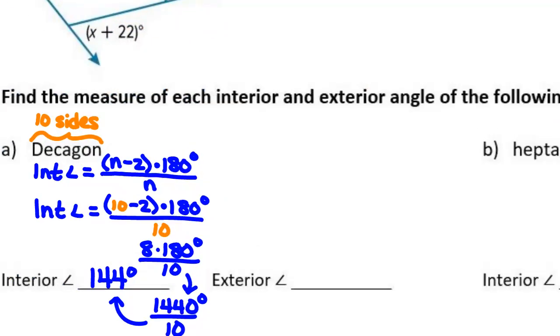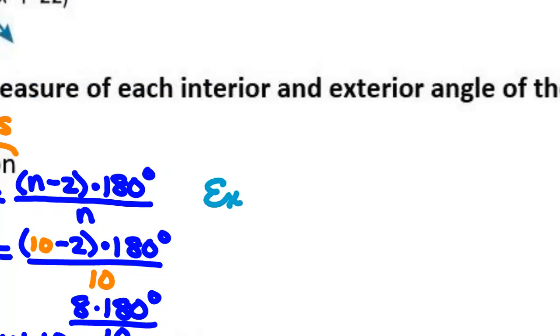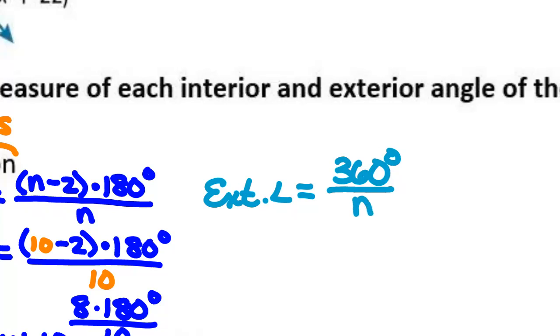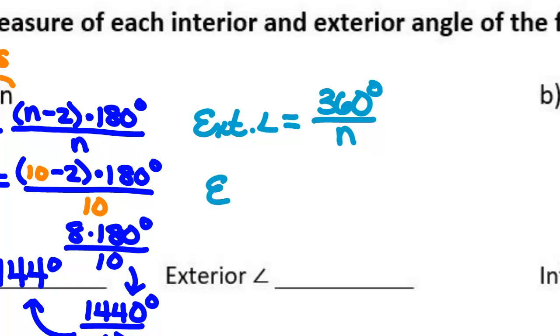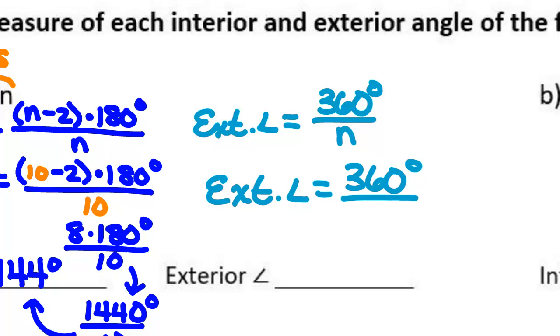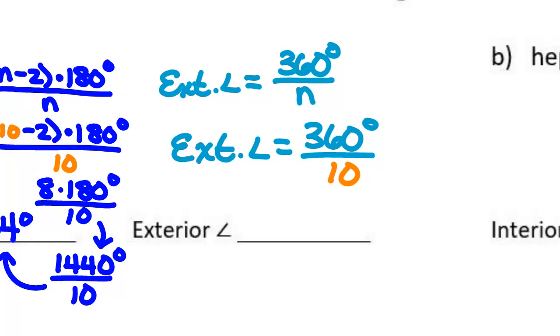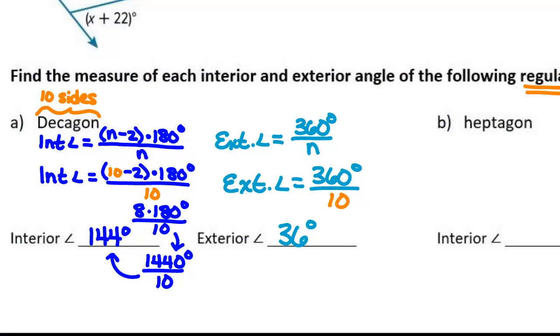For our exterior angles, the numerator is always the same. It's always 360 degrees divided by n. Yep, it's 10 for this one. You're absolutely correct. So we do 360 degrees divided by 10. What is 360 divided by 10? 36.